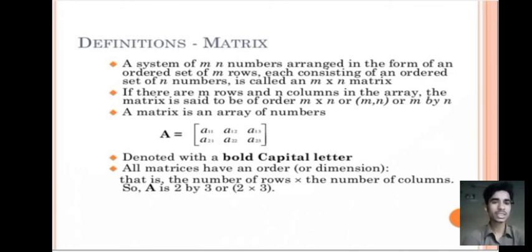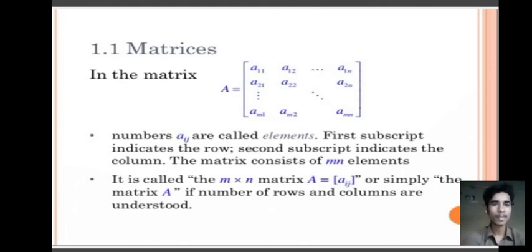A matrix is an array of numbers denoted with a bold capital letter. All matrices have an order or dimension, that is the number of rows multiplication the number of columns. So A is 2 by 3. The numbers a_ij are called elements. The first subscript indicates the row, the second subscript indicates the column. The matrix consists of mn elements.